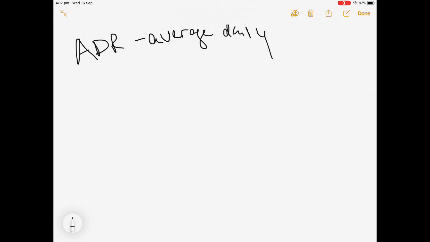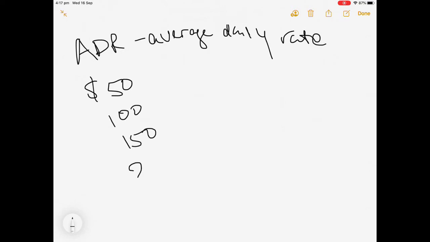So first of all, let's start with our ADR. ADR is average daily rate, and essentially it is how much every room costs per night. Now you're going to have some rooms that cost $50, some that cost $100, some $150, $200, $250, etc. Because some will be rooms and some will be suites, and all sorts of different things. Some will be on sale or be a discount or whatever that may be.